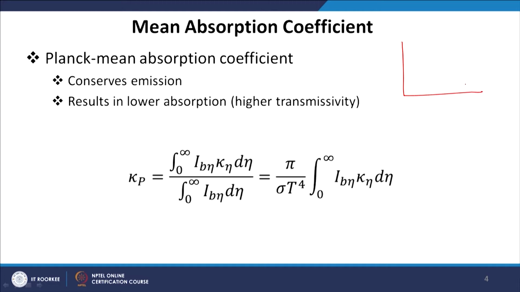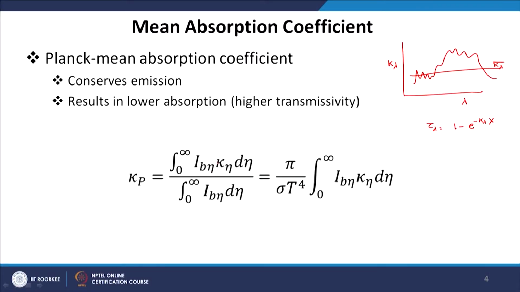We have a spectrum of absorption coefficient, and what we do is we try to find a mean value of this absorption coefficient. So, of course, when we take this mean absorption coefficient, it is not going to have the same transmissivity, because transmissivity tau lambda is given by 1 minus e to the power minus kappa lambda x. Now, there are many ways of taking this mean, but the most preferred mean absorption coefficient is what we call Planck mean absorption coefficient. So, Planck mean absorption coefficient is defined as I_b lambda or I_b eta.